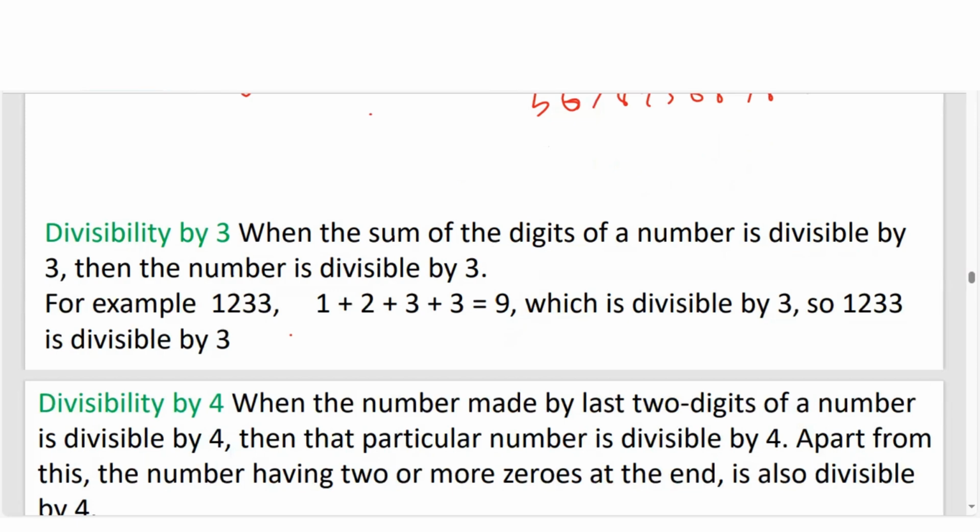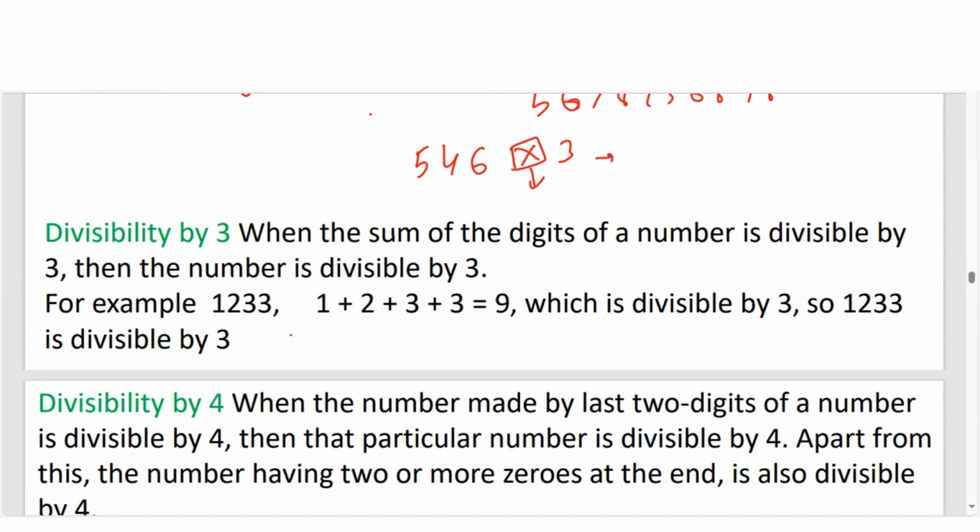So suppose the question is: here 5, here 4, here 6, then a blank place, and here 3. Now the question is, what least number should be placed at that place so that this number is divisible by 3? What smallest digit should be placed here so that this number is divisible by 3?